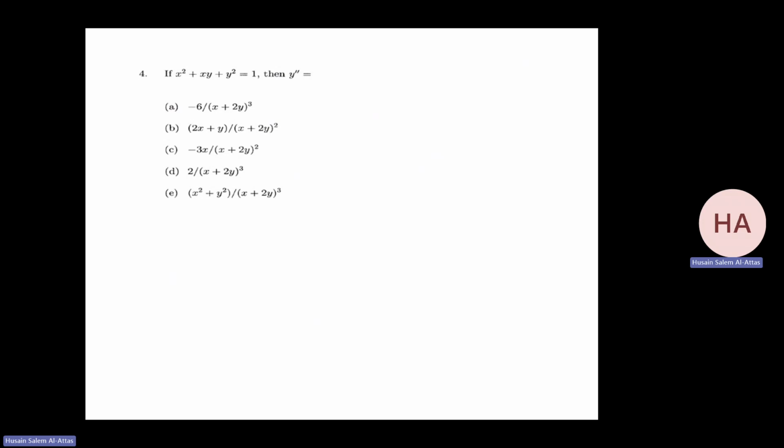Okay, x squared plus xy plus y squared equals 1. Find y double prime, the same idea. Differentiate with respect to x. See what will happen. You get 2x plus y, this is a product of two functions, plus y plus x y prime, plus 2y y prime equals 0. Be careful here.